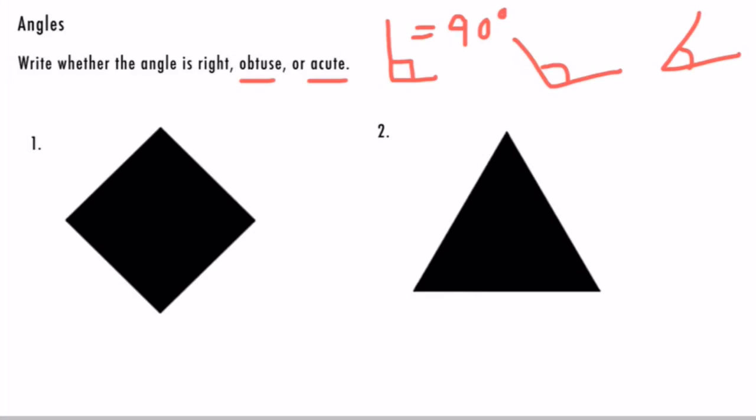Number 1, they give us a square, and they want us to figure out what type of angle it has. Well, the corners of each square are shaped like an L. Do you see that? And also, a square equals 360 degrees. And if we divide that by 4, each angle of a square is actually 90 degrees. So, the shape square has 4 right angles.